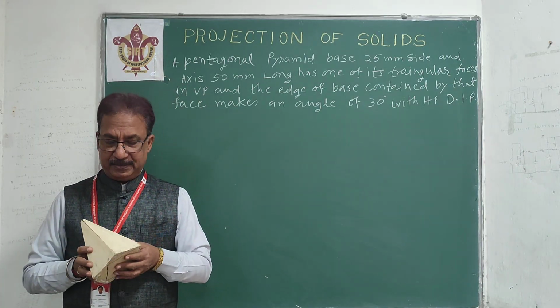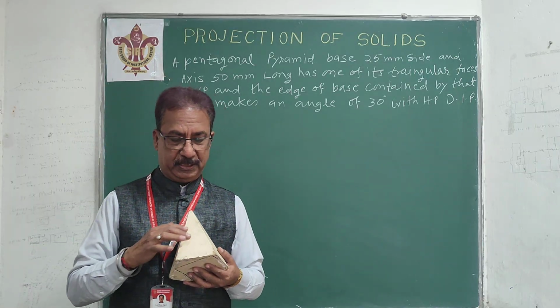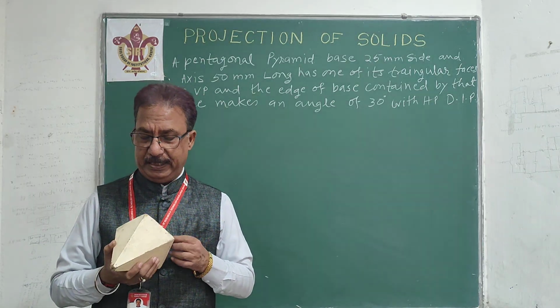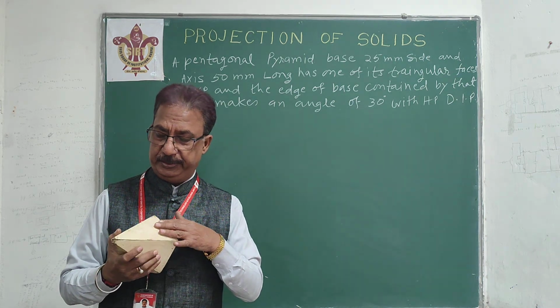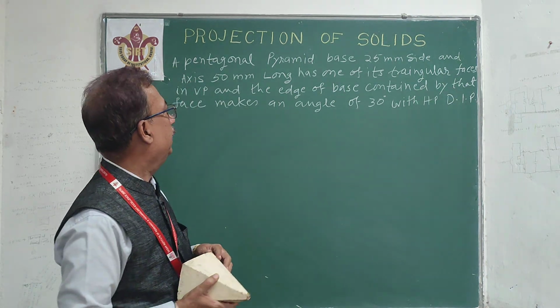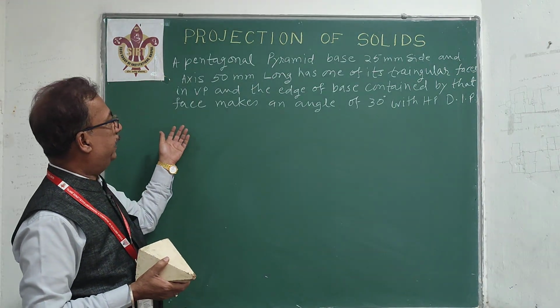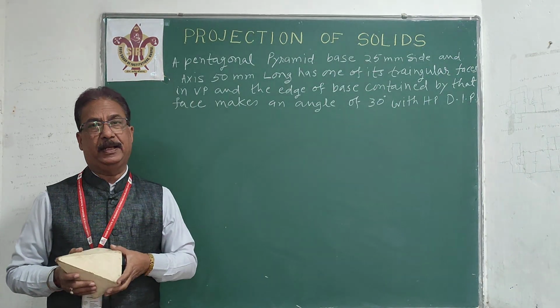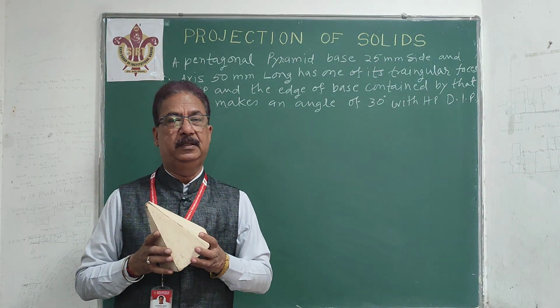If you remember, last time we discussed this concept of triangular face on the HP or on the VP. So this time I have selected a problem which says that one of the triangular faces will be on the VP, and further that one of the edges of the base contained by that face makes an angle of 30 degrees with the HP.